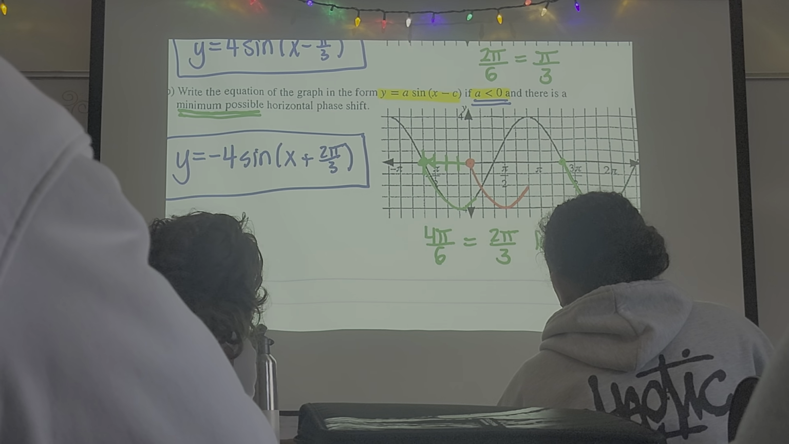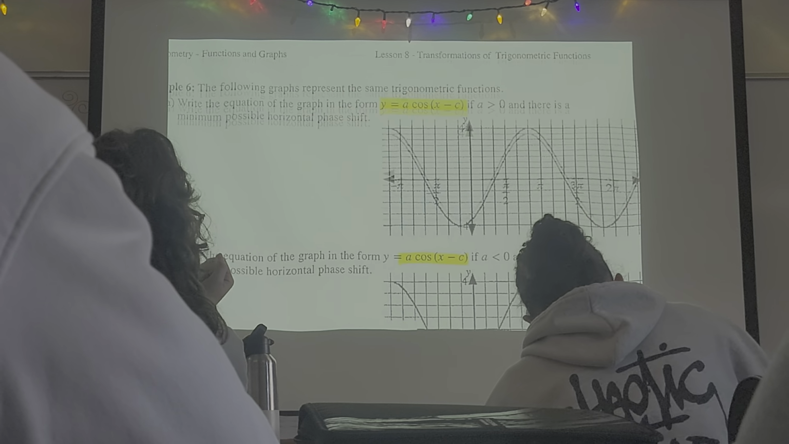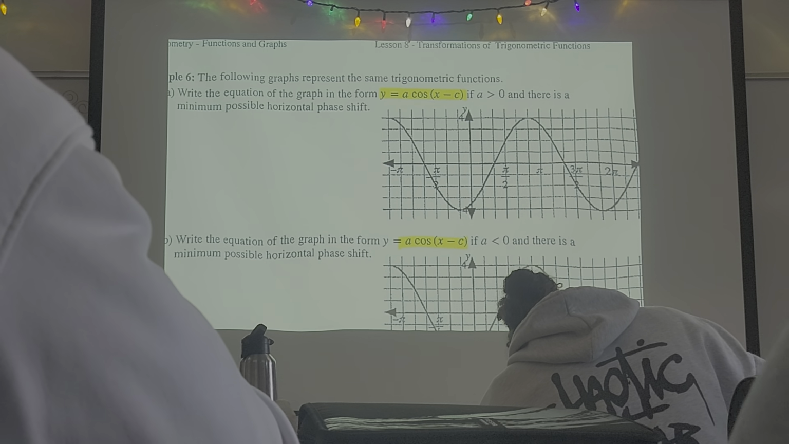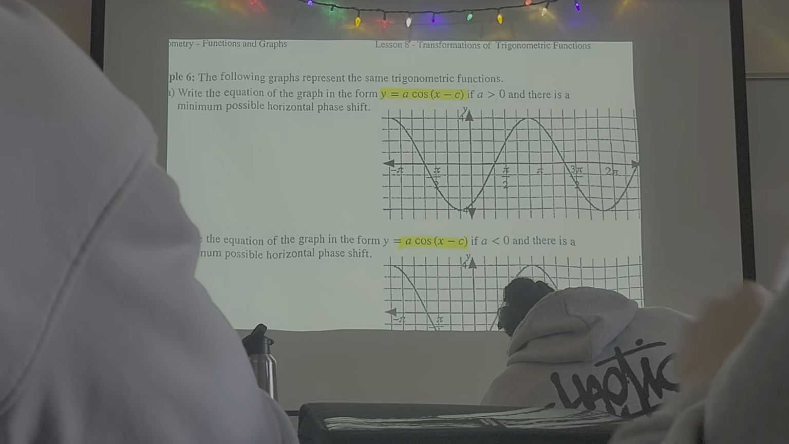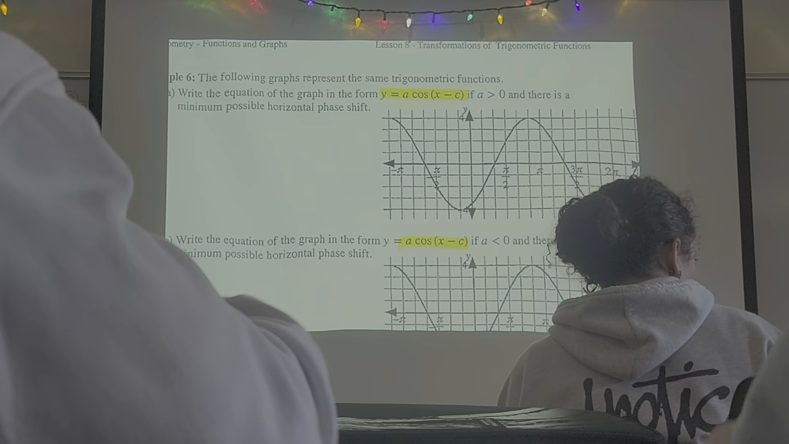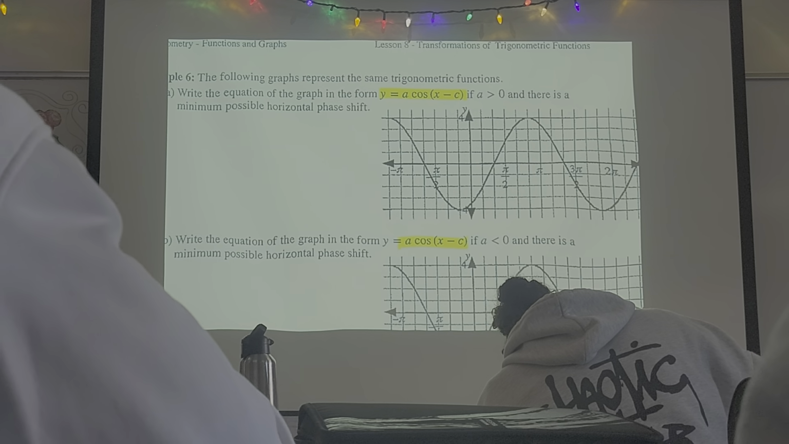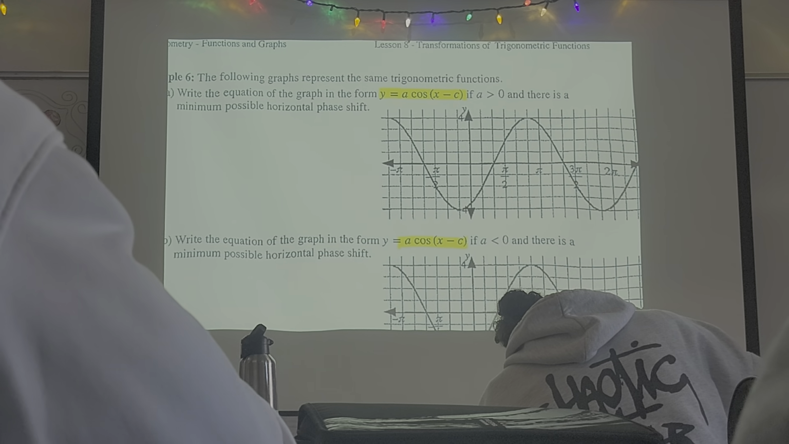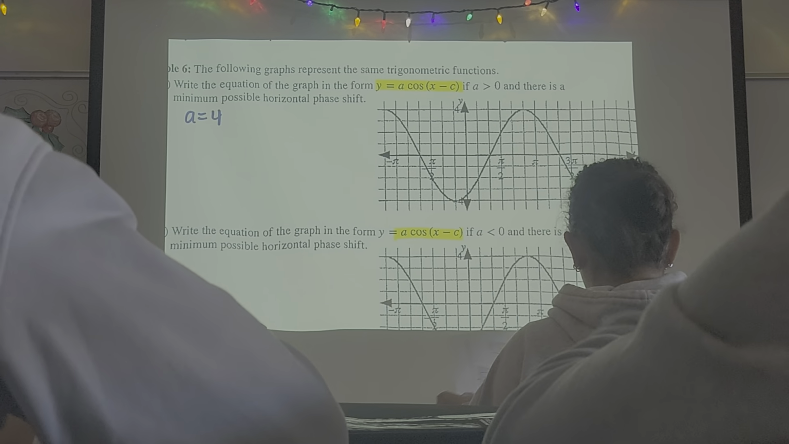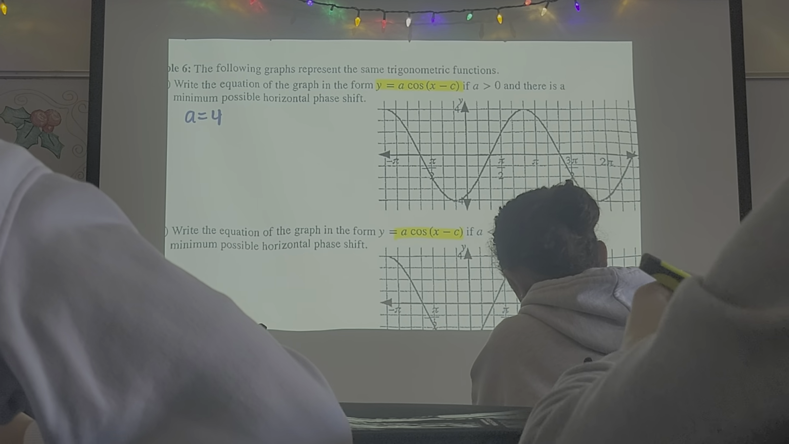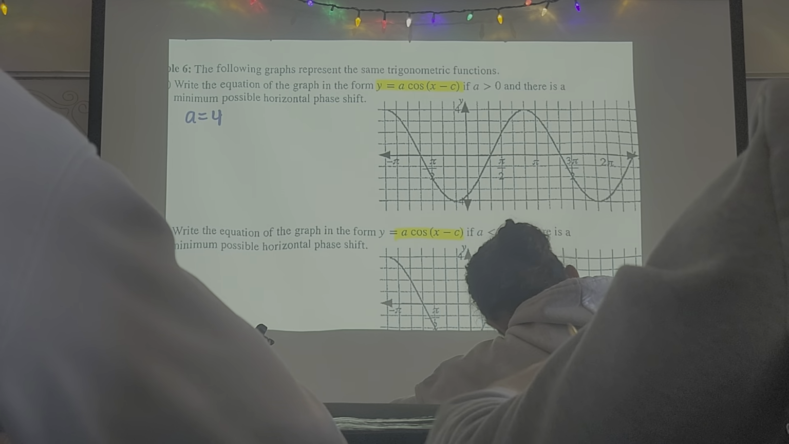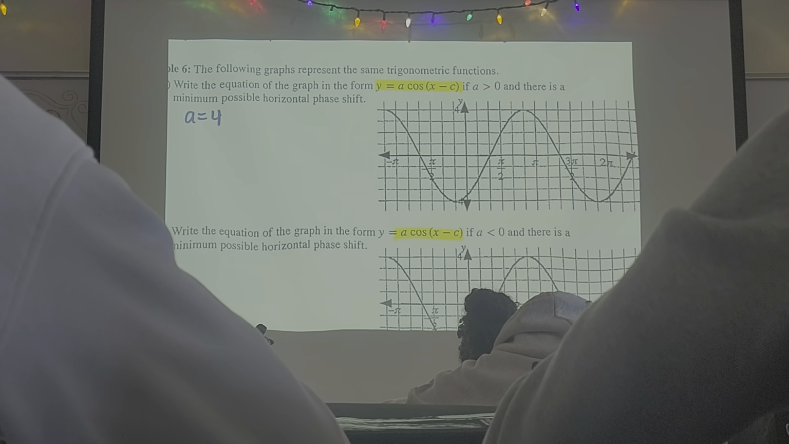Okay, let's see. We've got more practice, don't worry. How about now if we have cosine? It's exactly the same graph, but now we're going to do cosine. Our A is still going to be 4, because it's still max minus min divided by 2. But what will be our phase shift? Where did this graph go?